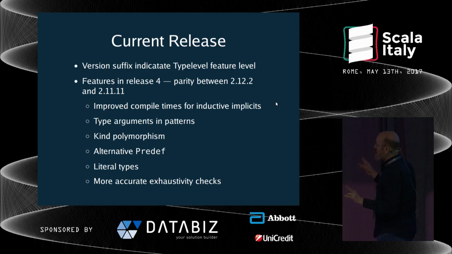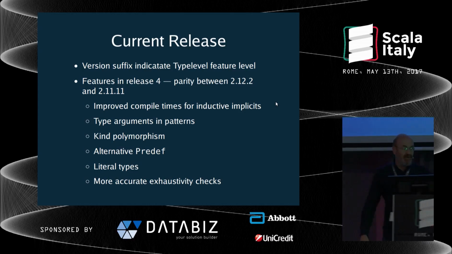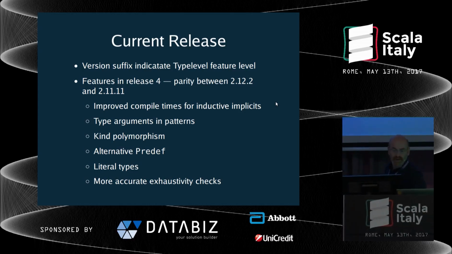So the inductive implicit stuff, type arguments and patterns, that's a new thing which Paul Phillips contributed very recently. If I've got time, I'll do a quick demo of that. Kind polymorphism, which again, I will do a demo of. The alternative Predef, which I've mentioned, literal types, which has been hanging around for ages, but it's still there. And some work that Greg Fehl did on improving the pattern matcher exhaustivity analysis, which is very useful for people using GADTs heavily. So that's the current menu. That's what you get for switching to using Typelevel Scala.